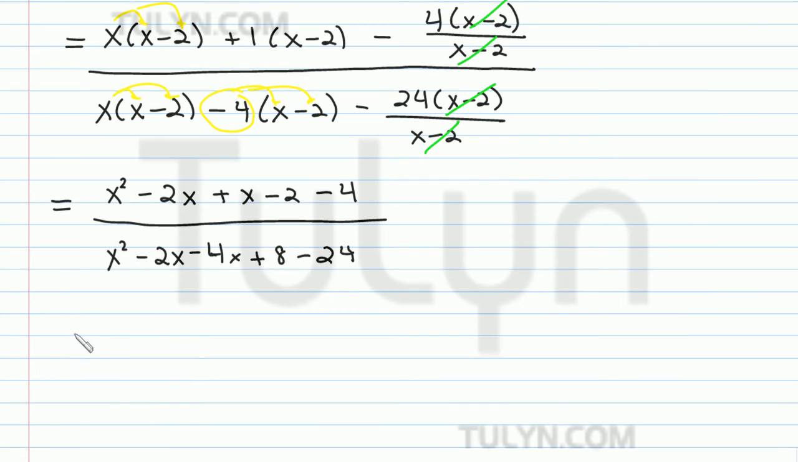So let's combine like terms. There's a minus 2x and a plus x here, and a minus 2 and a minus 4 here. So the numerator becomes x squared minus x minus 6. Excuse me, I confuse subtraction with multiplication.